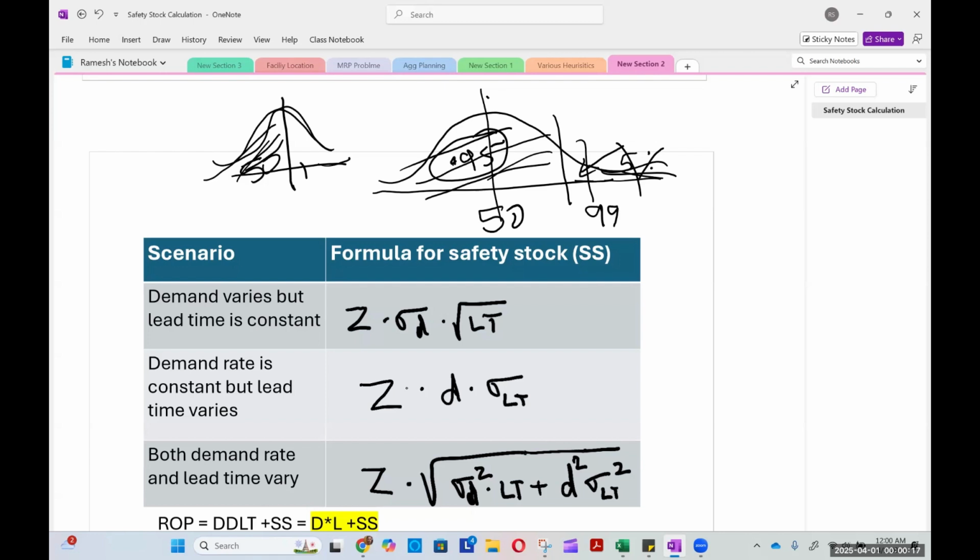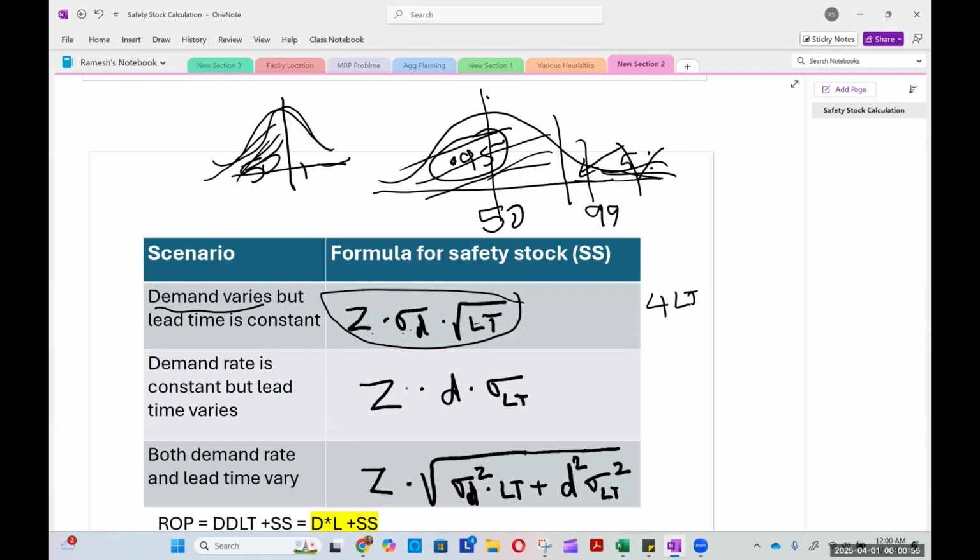Okay, so when demand varies but lead time is constant, this is the formula that we will use: Z times standard deviation of D times square root of LT, the lead time, because the demand is fluctuating from day to day. If there are 4 days of lead time, for example, some days it will be more, some days it will be less. There will be some positive, some negative, they'll cancel out, and that's why this formula has the square root of LT.